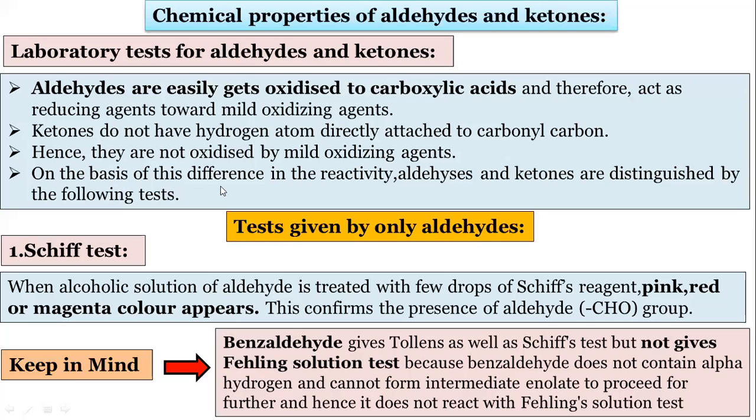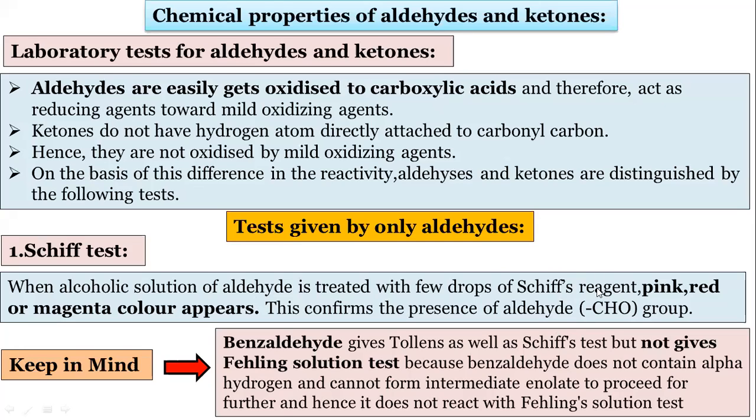So due to the basis of this difference, the reactivity of aldehydes and ketones is distinguished by the following tests. There are two tests which we do in the laboratory. One is Schiff's test. When an alcoholic solution of aldehyde, meaning we take the aldehyde in a test tube and add a little alcohol, it is treated with a few drops of Schiff's reagent.